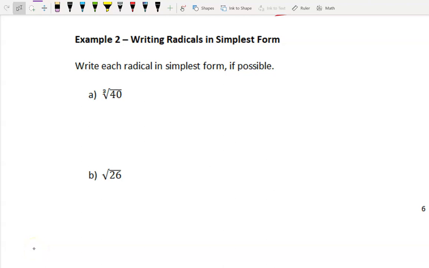Okay, let's continue on with simplifying radicals. Let's see how we do here. So we're looking for a factor of 40 that's a perfect cube. Well, I know 8 works. So this is 2 cube root of 5.